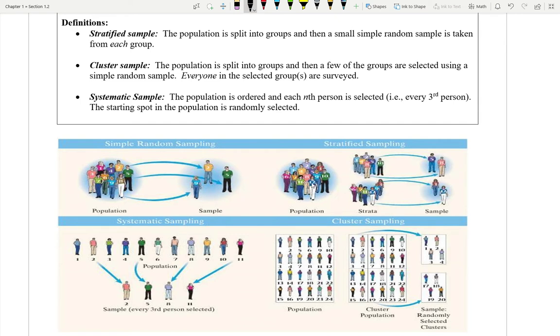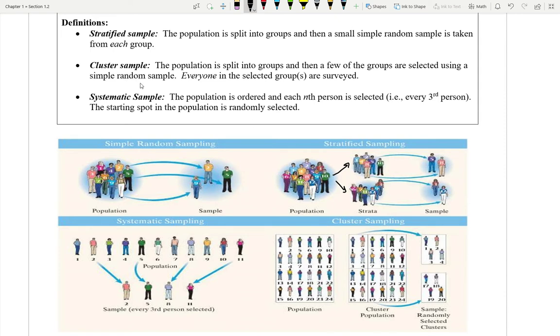So this is the idea of the stratified sample. First, we split the population into groups, and then we do a simple random sample from each group. Now, it doesn't just have to be 2 groups. It could be 3 groups or 1,000,000 groups. Doesn't matter. I just have to split into some number of groups.